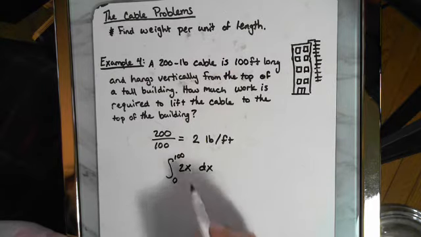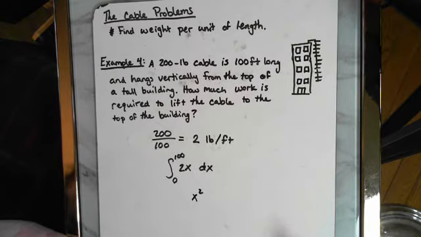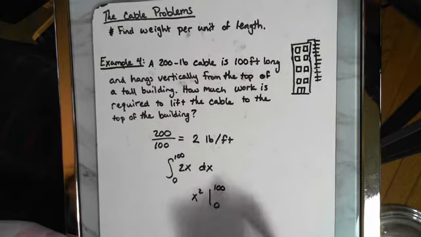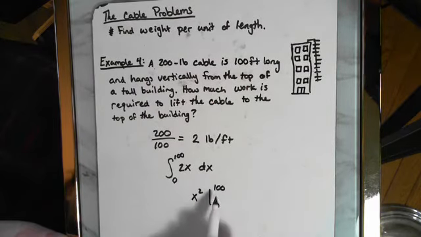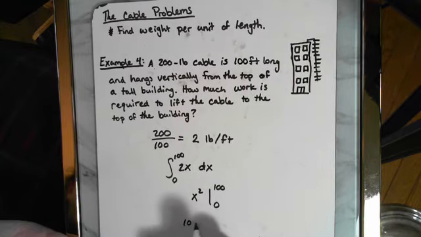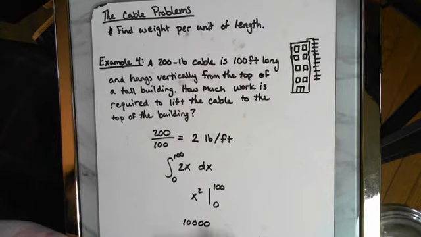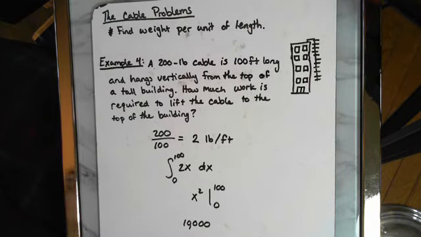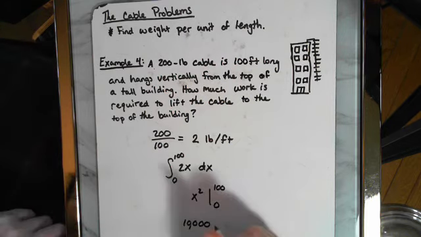Okay, so now we're just going to do our antiderivative. Okay, and it's just x squared evaluated from 0 to 100. And I just have to do 100 squared, which is 10,000. And then subtracting 0 squared. So it's just 10,000 for this one. It's 10,000 foot-pounds of work.